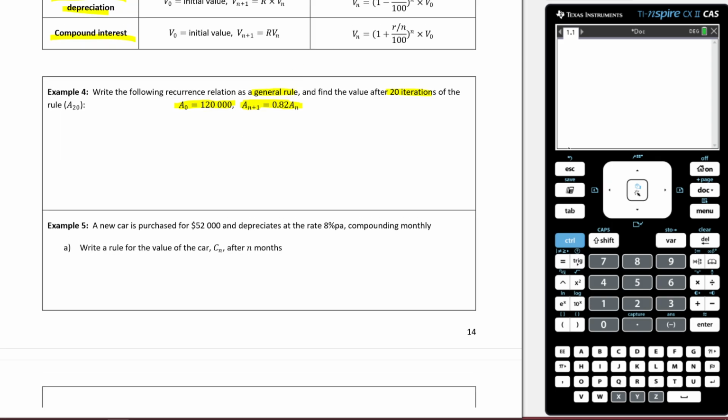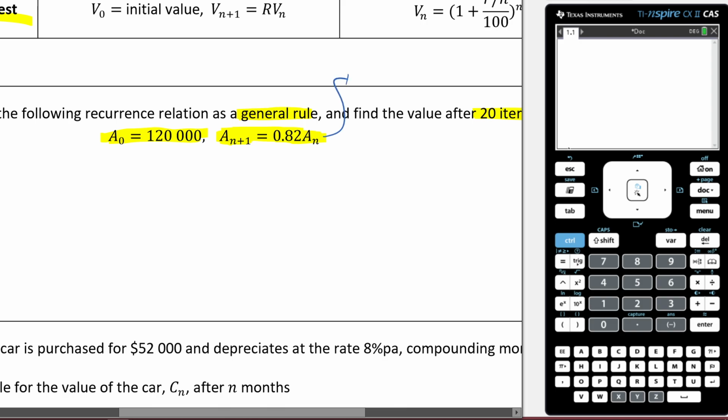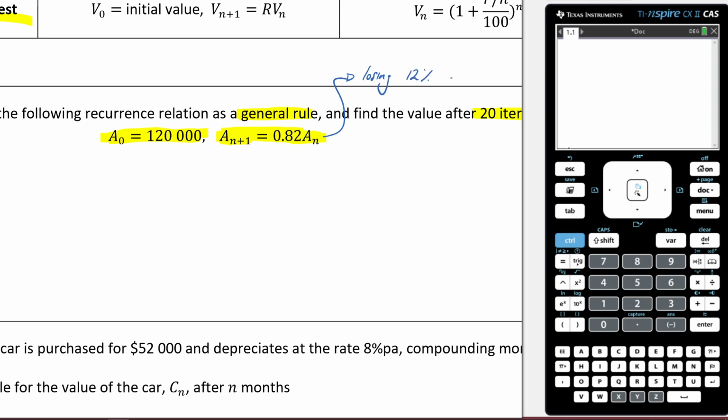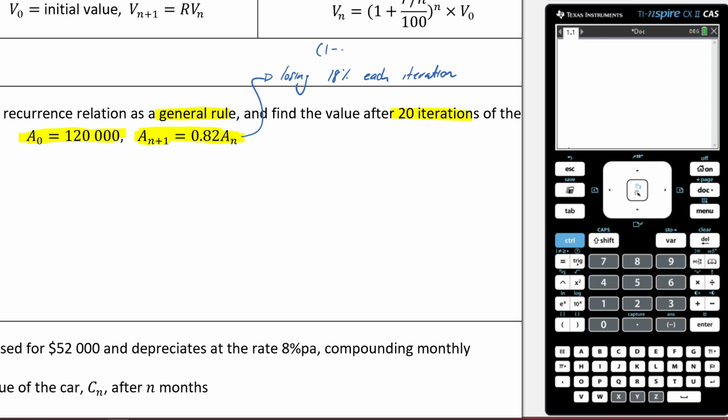So let's just put a little note here to ourselves. What this is saying is that we're losing 12% each iteration. Oh, sorry, not 12, 18%, 18% each iteration. The reason why I know it's 18% is because 1 minus 0.18 is equal to 0.82.